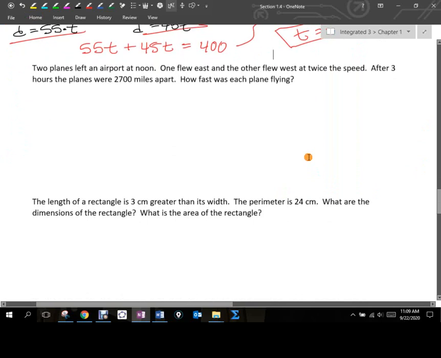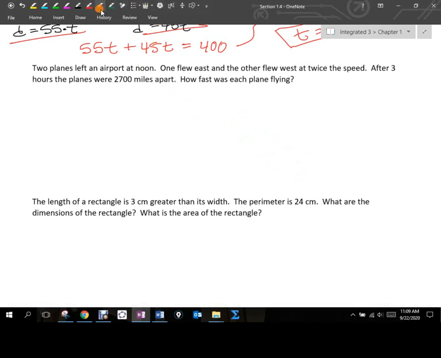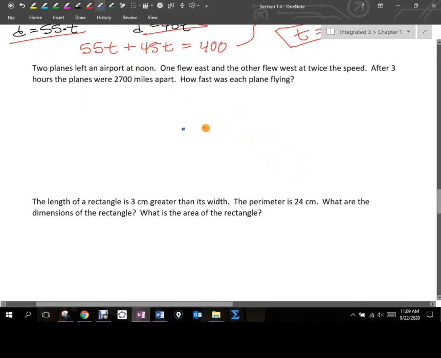Okay? We do the same thing down here. It says 2 planes left an airport at noon. One flew east and one flew west. Okay, do you know how fast they flew? Nope. Okay, I'm going to call this one east. This one west. One flew east and the other one flew west at twice the speed.